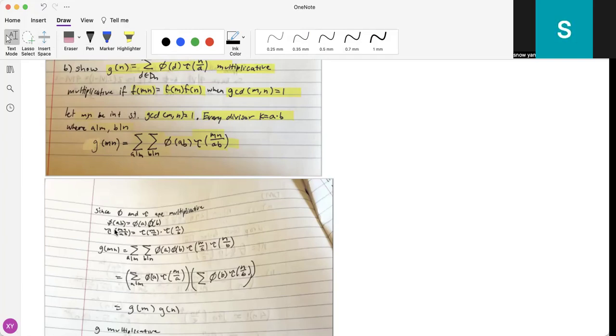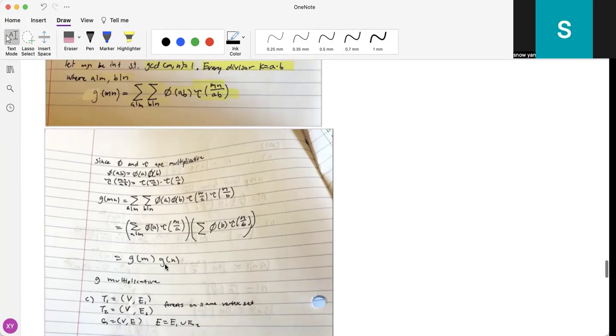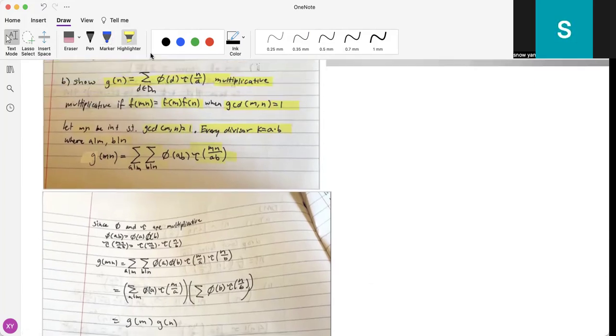So then we know that this thing f of ab is equal to this is equal to that, so I can just split it apart. Then my g of mn is equal to the sum over a dividing m and b dividing n. So then we would have this, right? It would be split apart. Since the a parts and m parts are independent from b and n, we can extract them out of the sigma loop. Now we can see that this is g of m and this is g of n. So g is multiplicative.